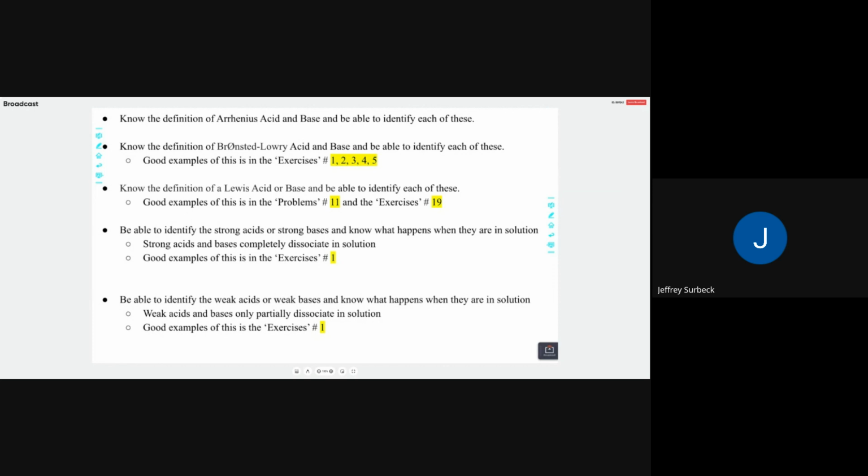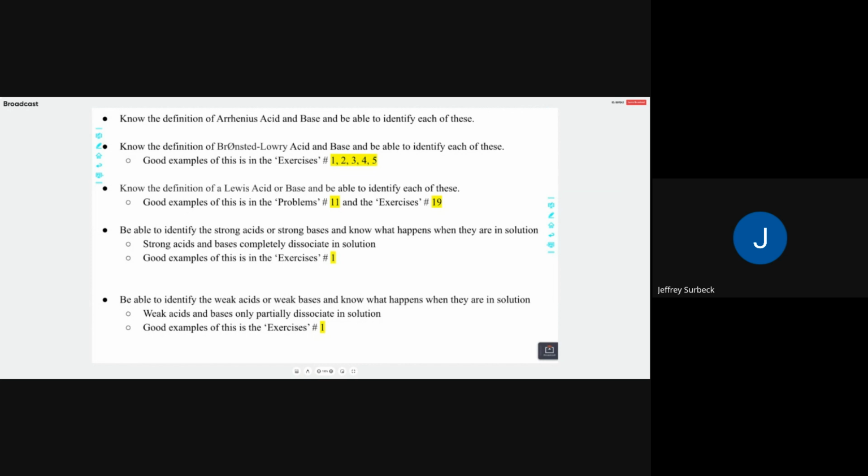Bronsted-Lowry, whereas the main majority of our information comes from and we use, an acid is an H plus donor, a base is an H plus acceptor. A lot more things could be classified as an acid or base here. And then our final part of the chapter talked about a Lewis acid and base. Lewis acid is an electron pair acceptor. Lewis base is an electron pair donor.